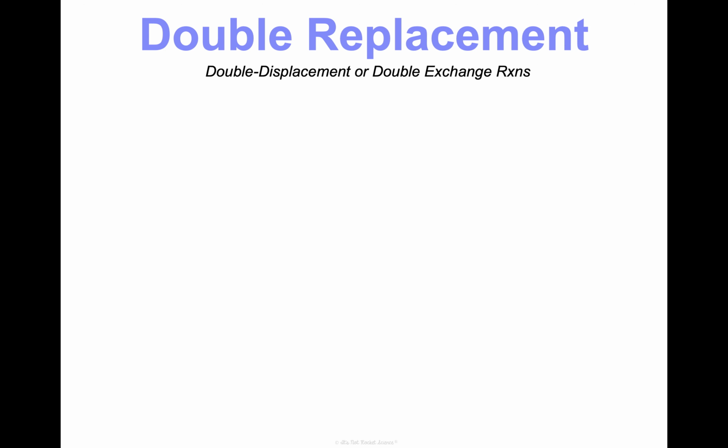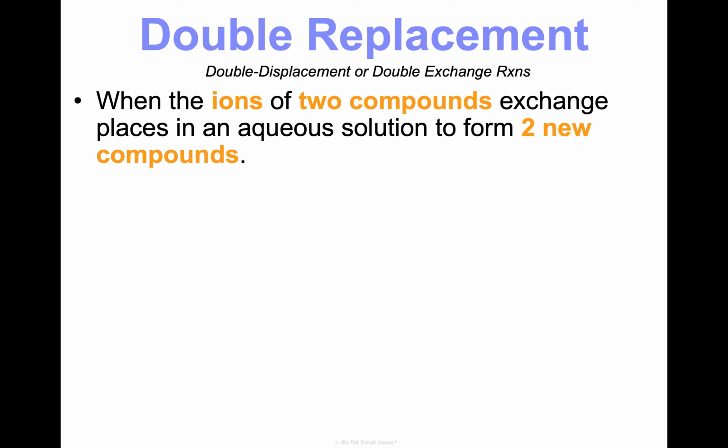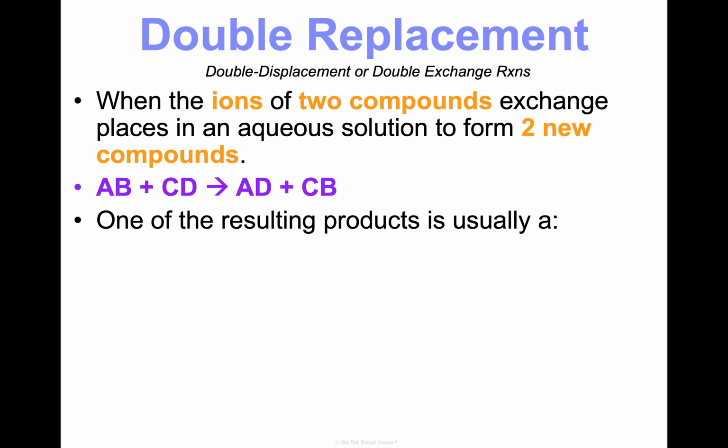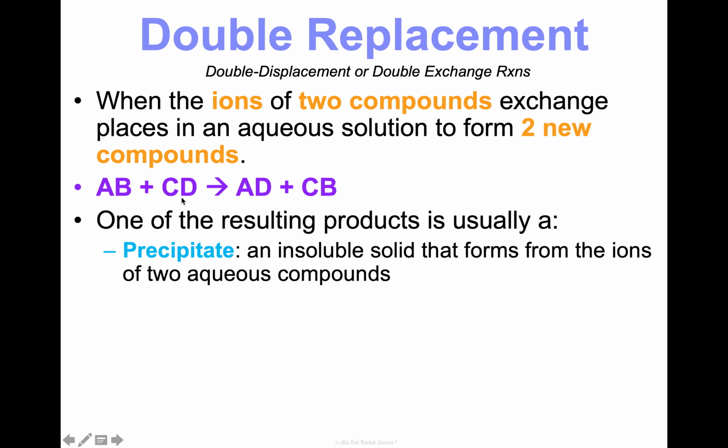Now let's talk double replacement. This is also known as double displacement or double exchange. This is when the ions of two compounds exchange places, typically in an aqueous solution, and we get two new compounds from it. So AB plus CD is going to make AD plus CB. One of the resulting products usually falls into one of three categories. So first, one of these products will typically be a precipitate, which is an insoluble solid that's going to form from the ions of two aqueous compounds.